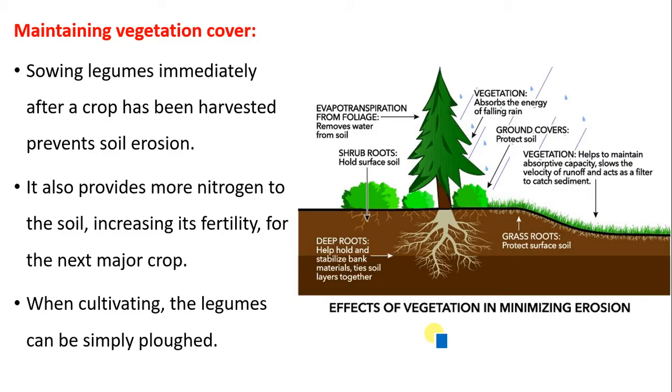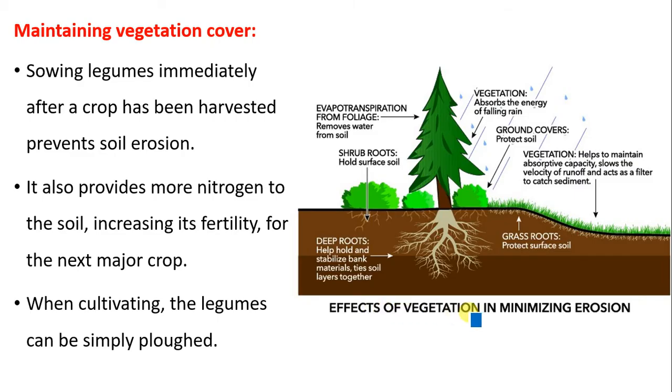Next is maintaining vegetation cover. Sowing legumes immediately after a crop has been harvested prevents soil erosion. It also provides more nitrogen to the soil, therefore increasing soil fertility for the next major crops. When cultivating, the legumes can simply be plowed in.